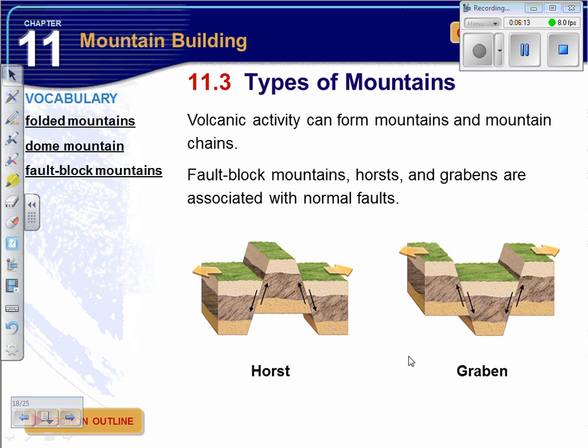A graben is just the opposite. Again, we have stretching, but the two outer blocks remain at the same level, and the middle block is the one that would sink in a graben.